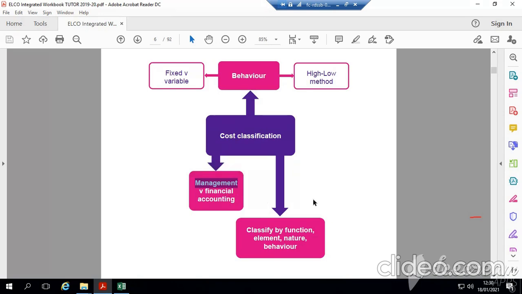So in the organization you have two different teams. One team they call management, and the other one is called finance. Finance is more actually dealing with outside inquiries. Management is more for internal purposes. Okay, so two different teams. We'll look at these two teams. Then we're looking at the classification by function, element, nature, and behavior.